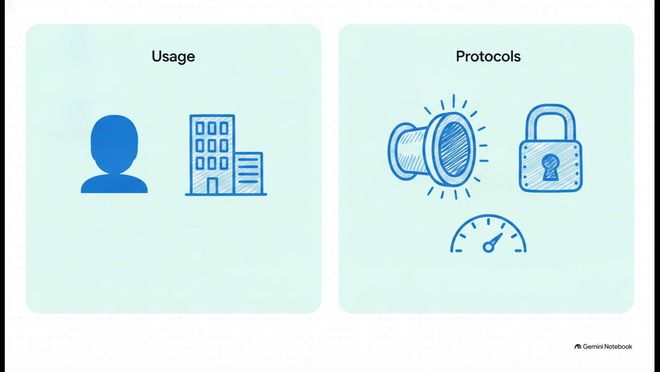Usage or deployment describes the who and the what, like who is connecting and what network is being protected. Protocols, on the other hand, describe the how: how the tunnel is actually created, what type of encryption secures it, and how that impacts your overall internet speed. So let's look at the usage side first.